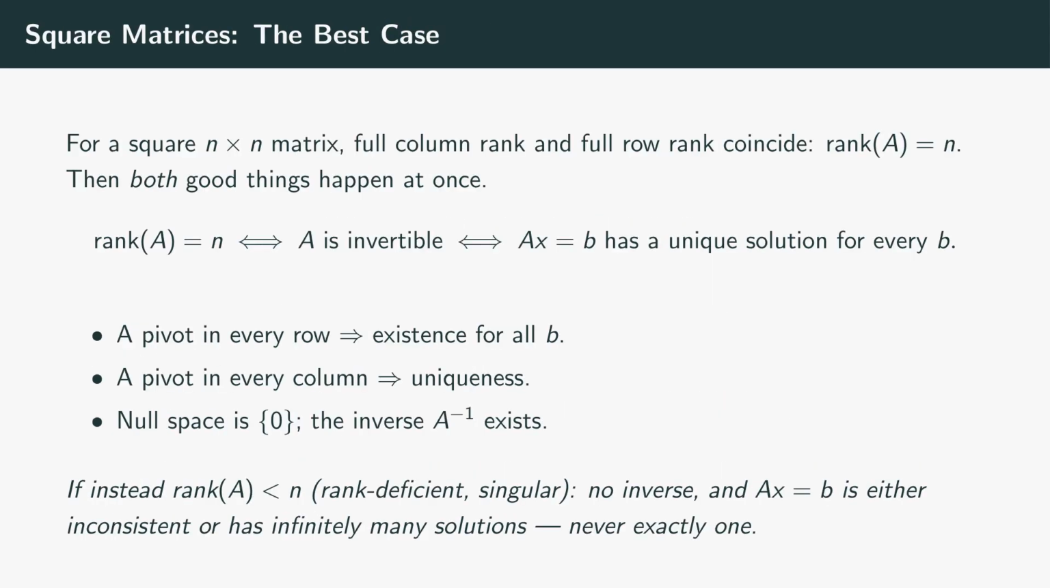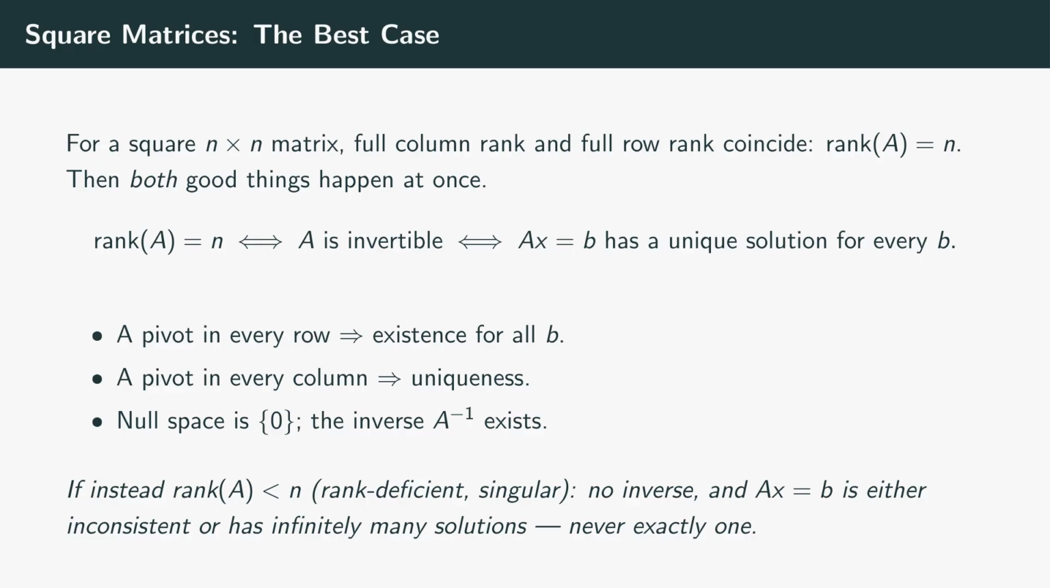The cleanest situation of all is a square matrix with full rank. When a matrix has the same number of rows and columns and its rank equals that number, full column rank and full row rank happen together, and so do their two guarantees. A pivot in every row means existence for every right-hand side. A pivot in every column means uniqueness. Put them together and you get the headline fact: a square matrix has full rank exactly when it is invertible, which is exactly when AX equals B has one unique solution for every possible B. The null space collapses to just 0, and the inverse matrix exists. This is the gold standard case the earlier episodes on the inverse were quietly assuming.